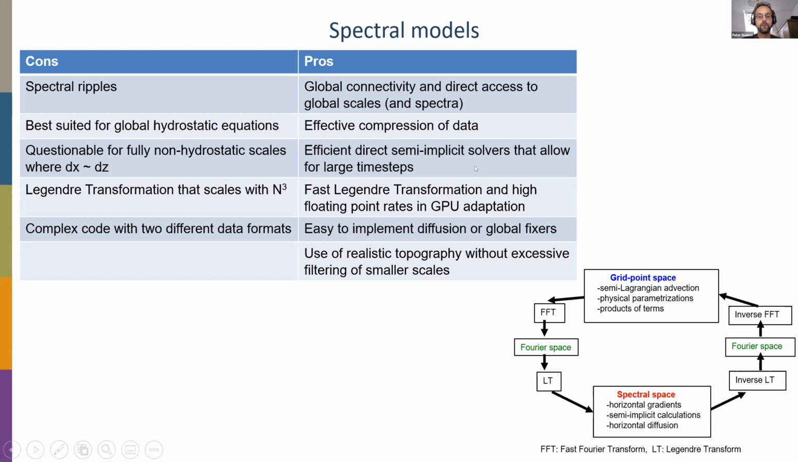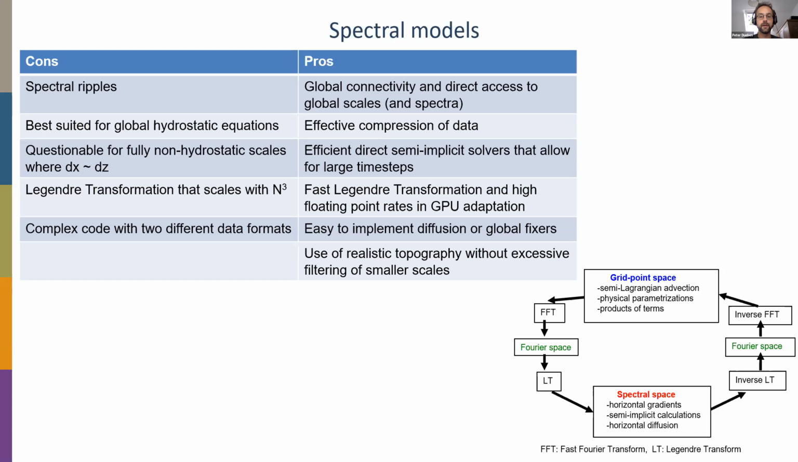As I said, you have this kind of semi-implicit semi-Lagrangian solver, which is very efficient. It allows you very long time steps. You can also avoid this n cubed scaling by going to the so-called fast Legendre transformation, where a bit of an approximation takes place, but it's not this n cubed scaling anymore. And we don't see a big degradation of results.